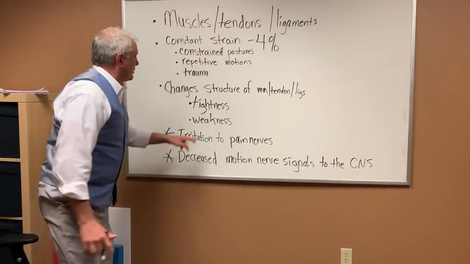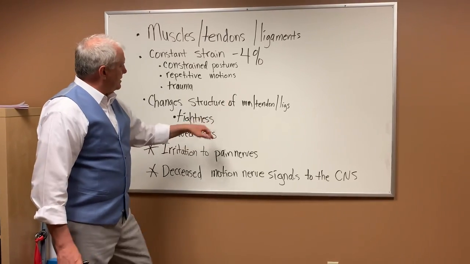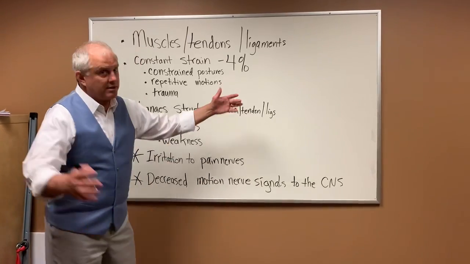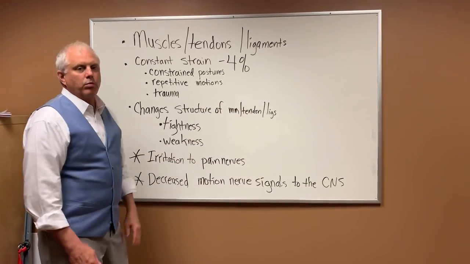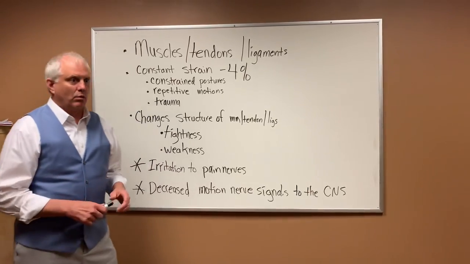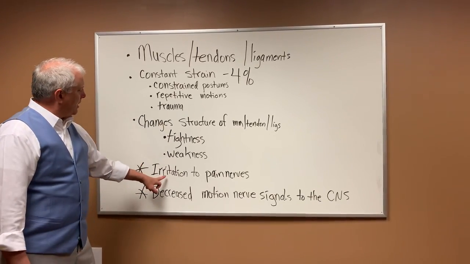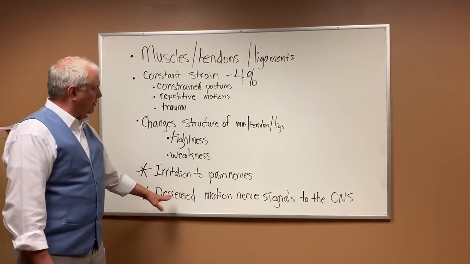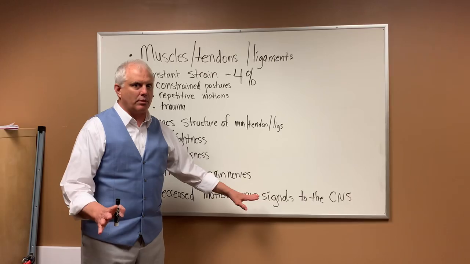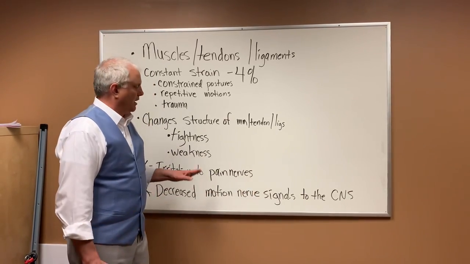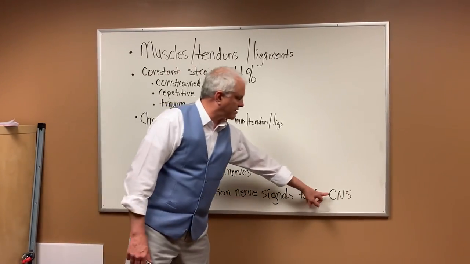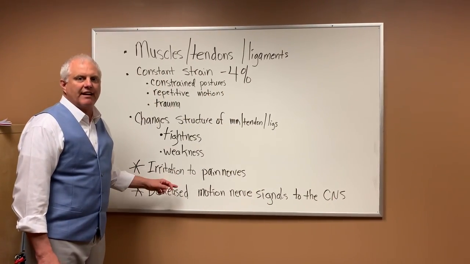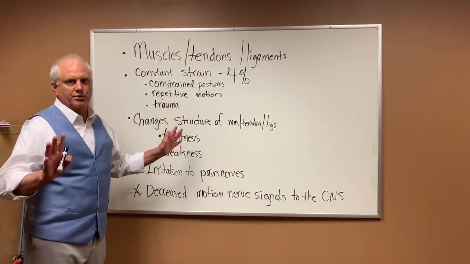So what happens generally? Some of the muscles and tendons can get too tight. Muscles, tendons, and ligaments can get too tight as well. They can become more weak. What happens then? We can eventually create irritation to pain nerves in the periphery. We can decrease the motion nerve signals. And remember, we talked about these different types of nerve signals, the motion nerve signals that go into the central nervous system. Two of the most common ways that we eventually have pain. By far the most common.